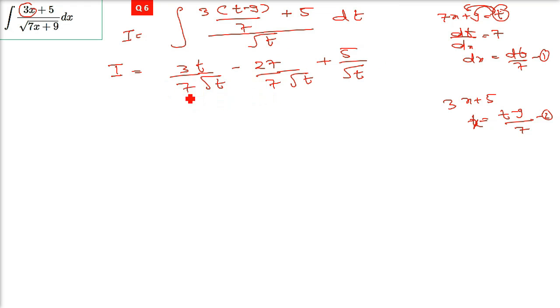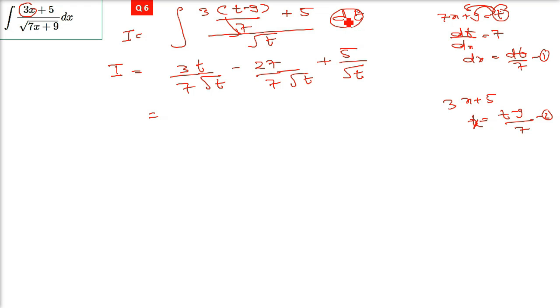So if we take this 7 outside, it will be easier for us to deal because 7 was already there outside, because dx was actually dt by 7, if you remember. So this 7 is going to be taken from the denominator. It will make the computation easier. It's not any trick. It's just that it will make your life easier.